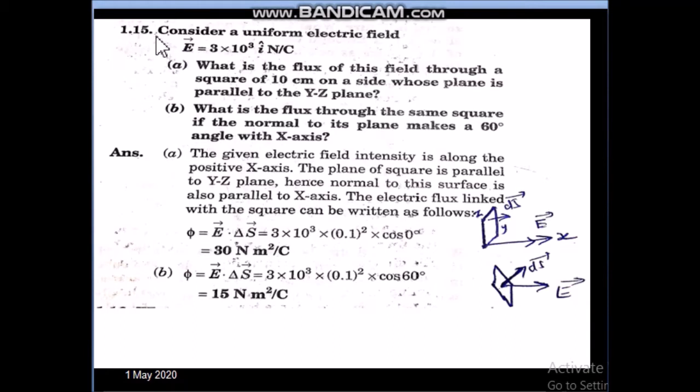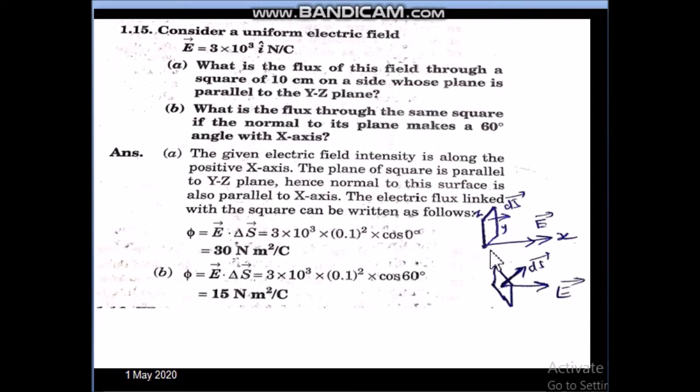Let us read question number 15 of chapter 1. Uniform electric field E equals 3 into 10 raised to power 3 i cap is given. i cap means the electric field is in x direction and it is uniform, meaning the same everywhere along x direction, and in y and z direction the electric field will be 0. Now the question is, what is the flux of this field through a square of 10 cm on a side whose plane is parallel to YZ plane?